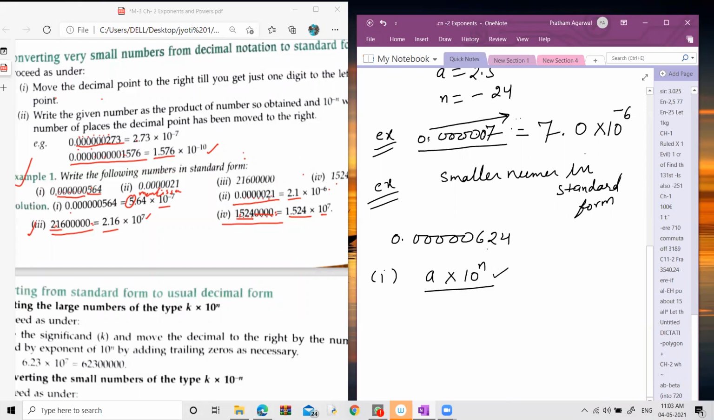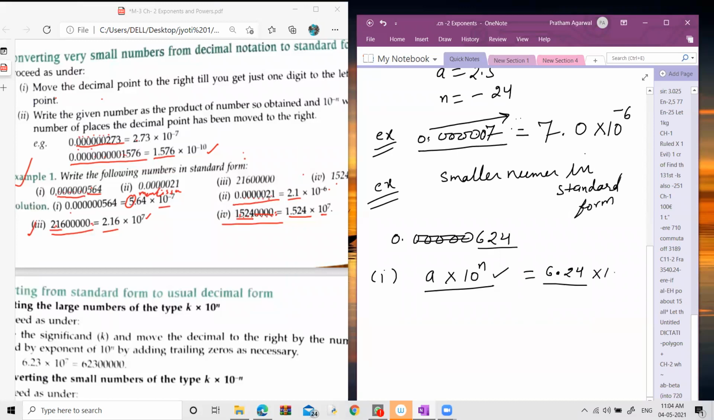A is the number which is greater than or equal to 1. It means we don't need to write these zeros. We have to write just a number which is greater than or equal to 1. So we have to write 624, and always we have to put the decimal just after the first digit. So now put the decimal here. Is it okay? So now you have written the coefficient A.